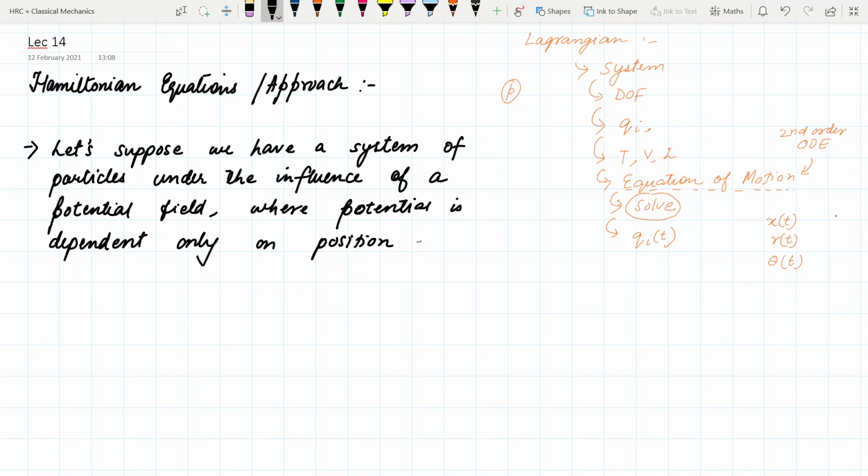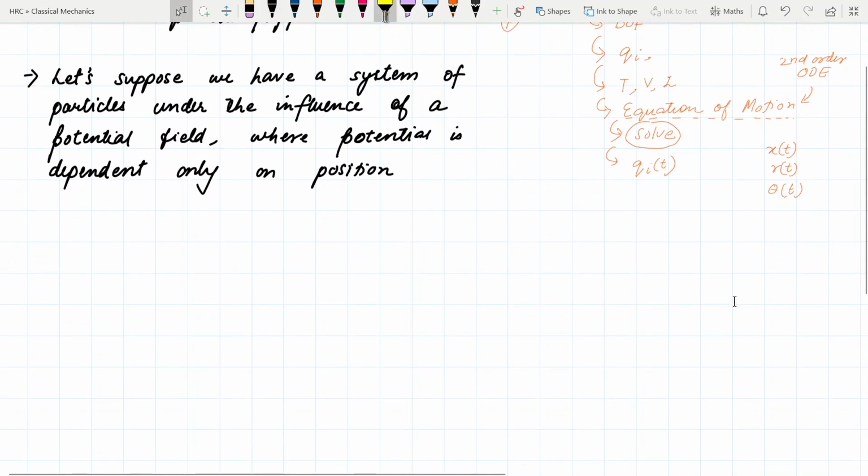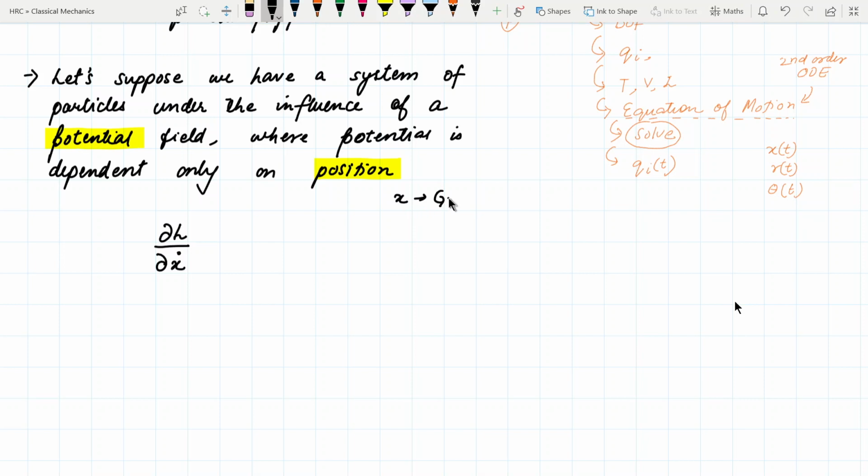Suppose we have a system of particles under the influence of a potential field, V, where potential is dependent only on the position. In such a situation, I can find out the partial derivative of the Lagrangian with respect to the generalized coordinate. Let's suppose x here represents the generalized coordinate, and x dot represents the generalized velocity.